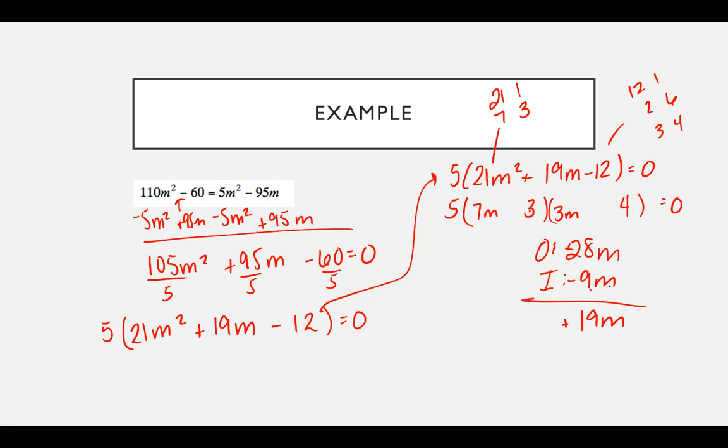The 9M is negative. That came from 3 times 3 here, so it needs to be a negative 3 times 3. The 28 is positive, so that's a 7M times 4, which would have to be positive to make it a positive 28. So now each set of parentheses gets set equal to 0.